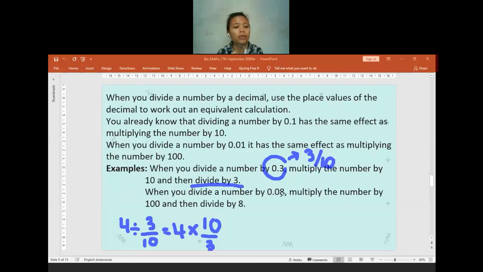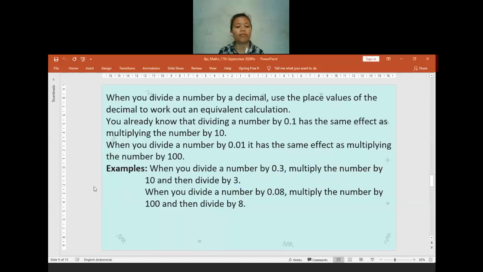Any questions so far? Or maybe my explanation is not really clear enough. If you think I need to re-explain, please let me know. I will re-explain it again to you. Any question? No? None of you telling me anything through the chat box, so I think none of you have any confusion. If you have no confusion, let us discuss the work example given.